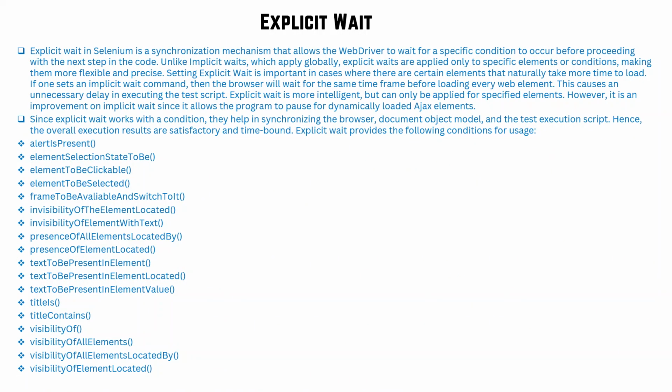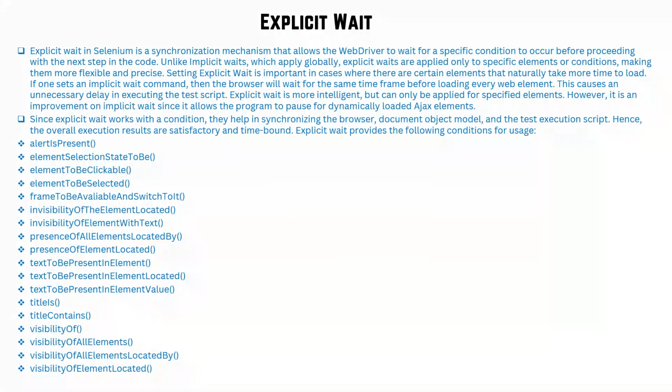Next we'll go with the explicit wait. As I already mentioned, instead of the whole driver level or the whole page level, if my interest is only a specific element or specific condition, I can use the explicit wait. So explicit wait in Selenium is a synchronization mechanism that allows the WebDriver to wait for a specific condition to occur before proceeding with the next step in the code.